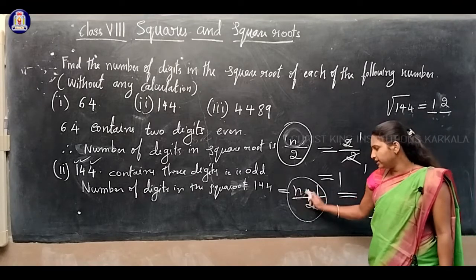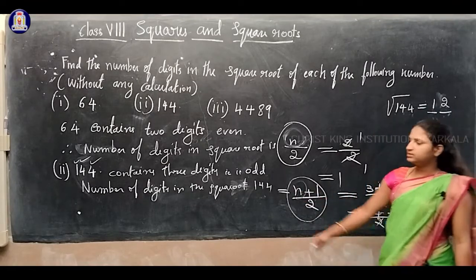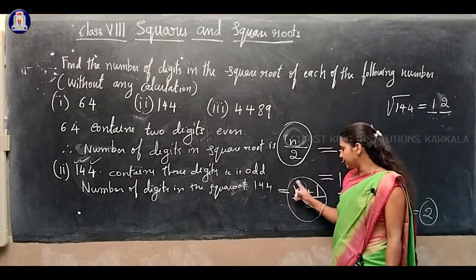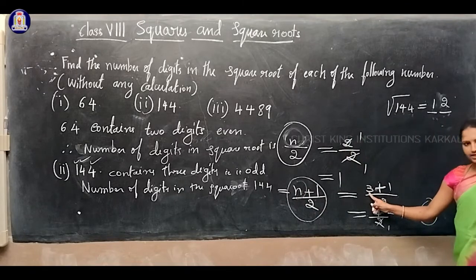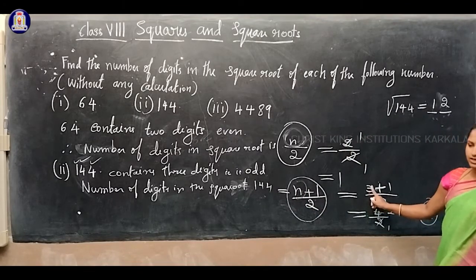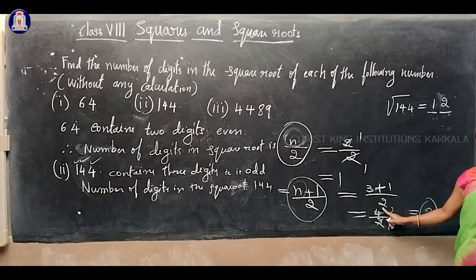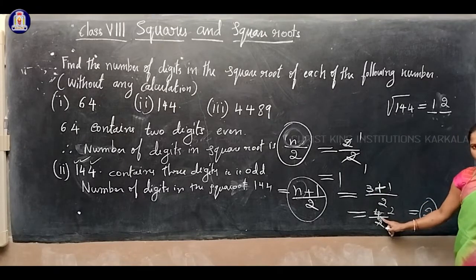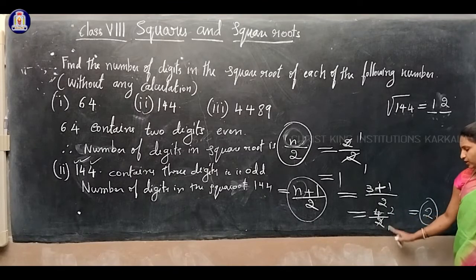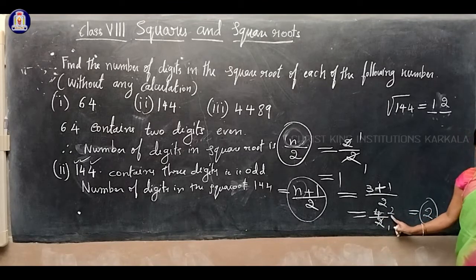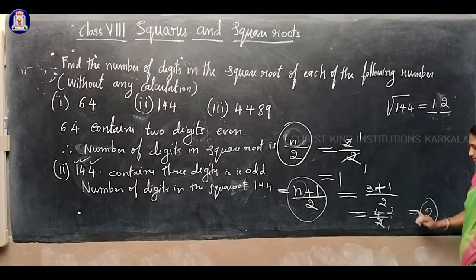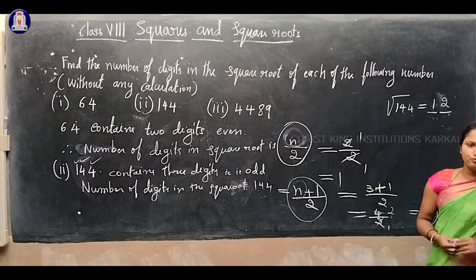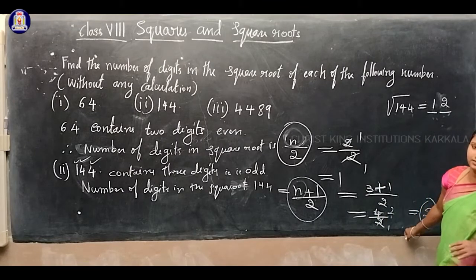So n means the number of digits. In 144 there are 3 digits, so in place of n you must write 3, the number of digits. 3 plus 1 divided by 2. 3 plus 1 is 4, divided by 2. 2 ones are 2, 2 twos are 4. So what is the answer? 2. So how many digits are there in the square root of 144? 2 digits. Is it correct?